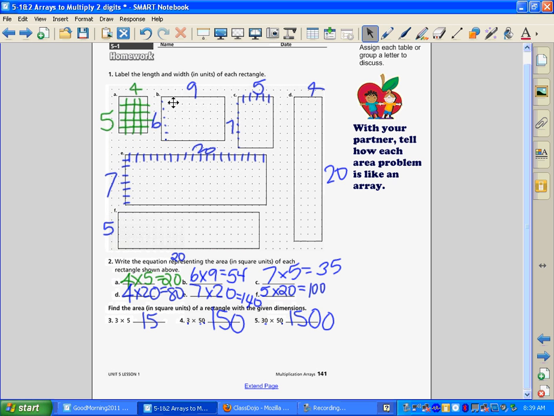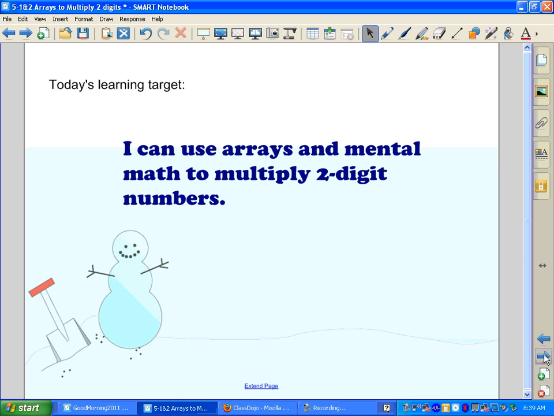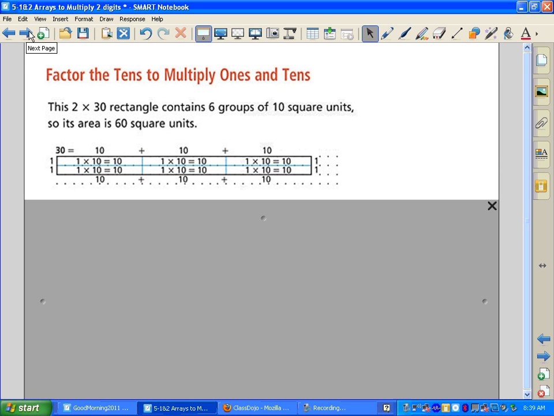Alright, so today we are going to work on using arrays and mental math to multiply 2-digit numbers. Okay, so here is our first method. This looks a little scary, I know.